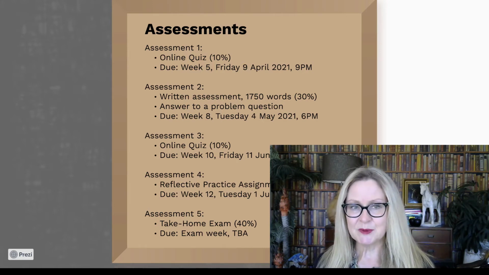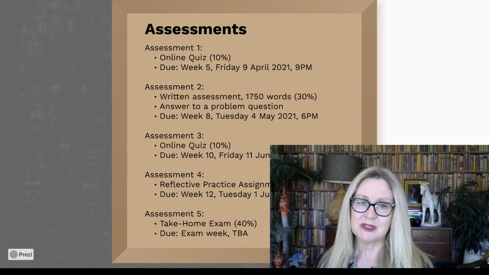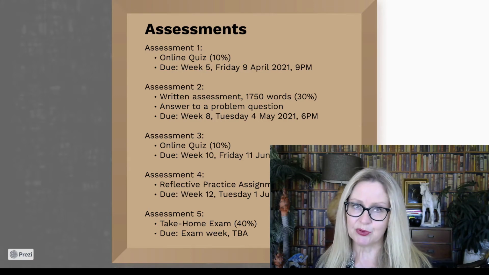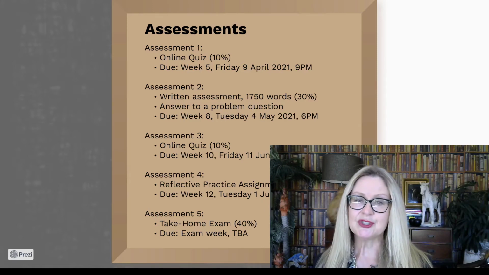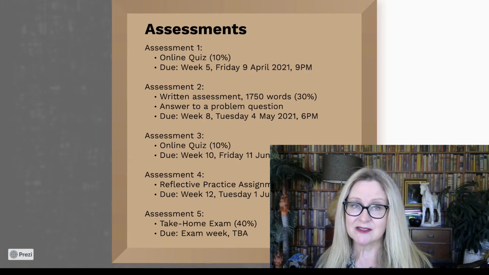The second piece of assessment is a written piece of assessment, around about 1,750 words. That one is worth 30%, and you'll need to answer a problem question. So it's a legal problem question that you will be required to provide advice on. That one's due in week 8, Tuesday the 4th of May. 6 p.m. is the deadline for that one.